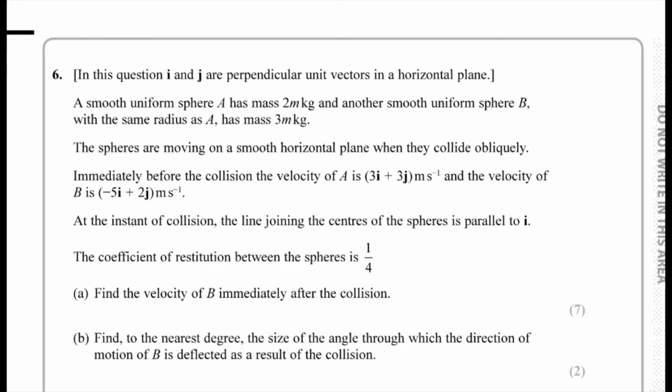At the instant of collision, the line joining the centers of the spheres is parallel to i. The coefficient of restitution between the spheres is a quarter, and for part A, we have to find the velocity of B immediately after the collision.